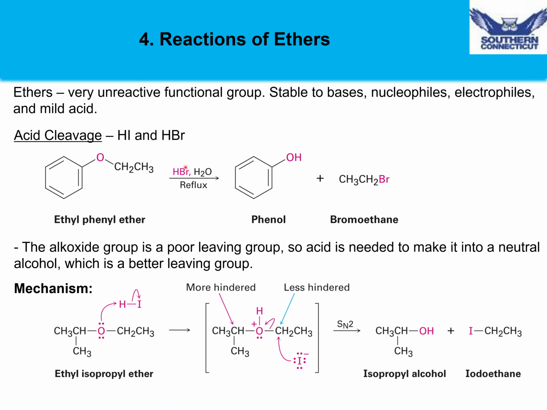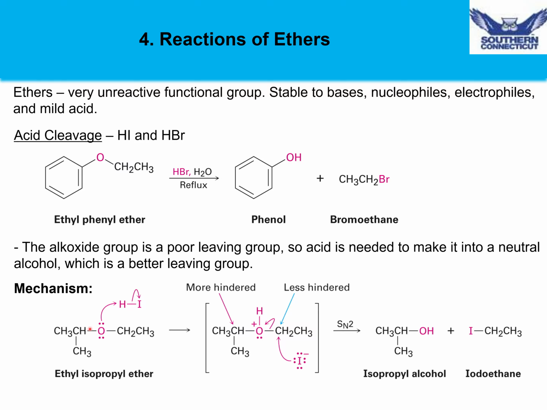This reaction is generally considered an SN2 reaction, and so the halogen usually adds to the least substituted carbon and then eliminates the rest of the molecule, starting from the oxygen, into an alcohol, in this case a phenol.